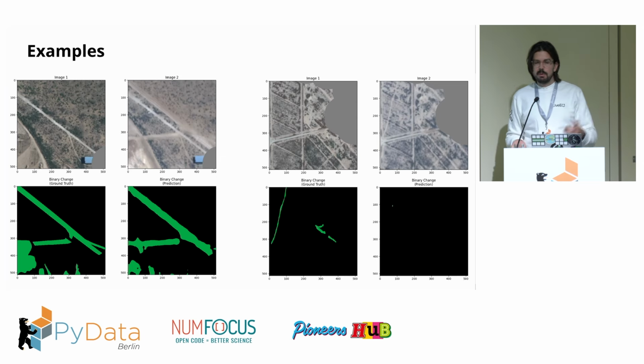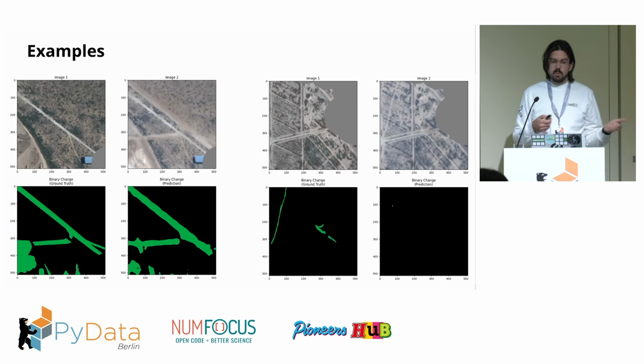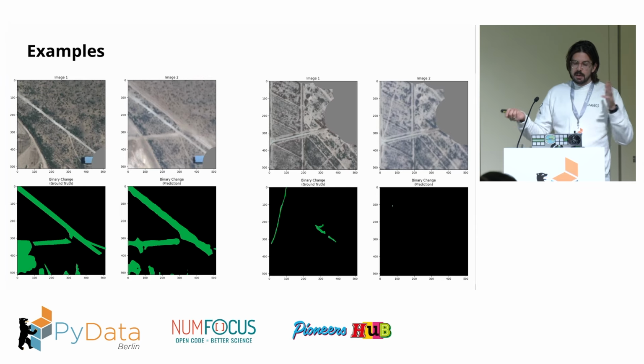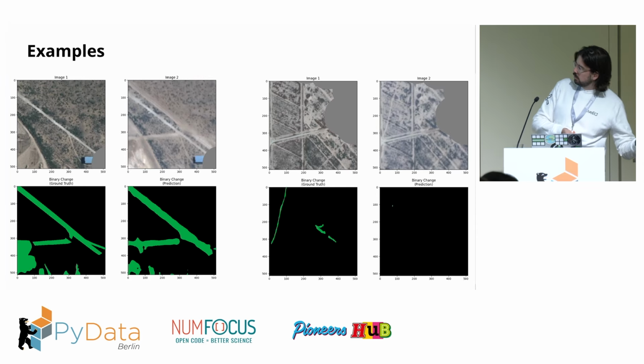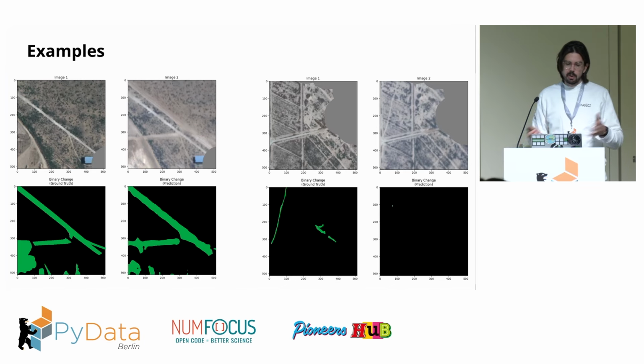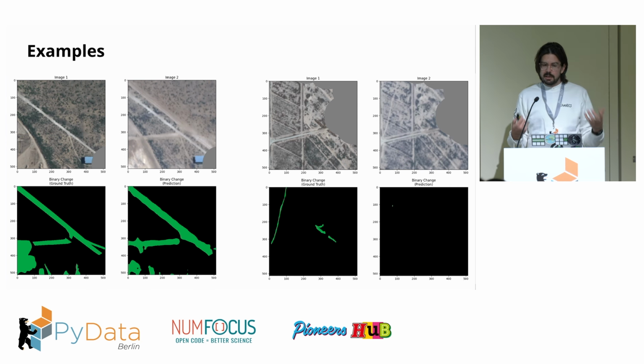If you want to have a look at what this looks like on our actual customer data, here are some examples. One pretty good example shows the image at the first time step and the image at the second time step. At the bottom left is what was labeled by our annotators. And on the right is what's predicted by our model. As you can see, this is a pretty good match. The model does a pretty good job of detecting the changes.